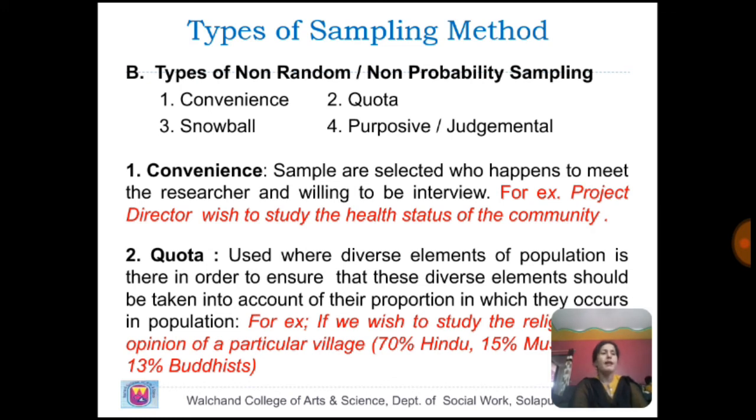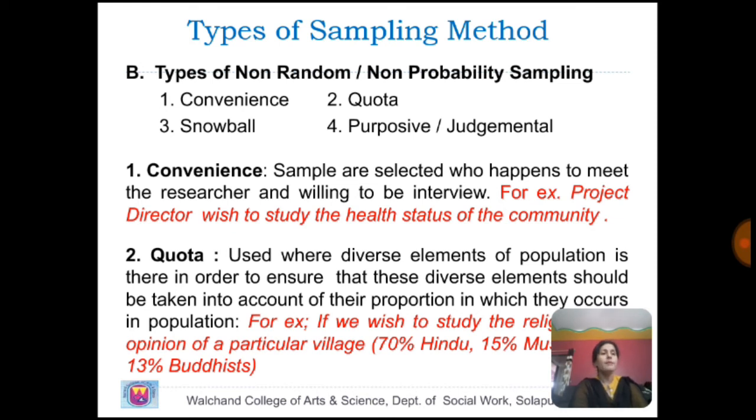First, convenience. Here the samples are selected who happen to meet the researcher and are willing to be interviewed. For example, if a project director wants to study the health status of the target group of a particular community visiting the agency for health services, the project director may directly select and interview the target people available in that particular community at the given point of time, which form the sample of the proposed study. So here in the convenience sampling method, it is carried out on the basis of how easy it is for a researcher to get in touch with the subjects.